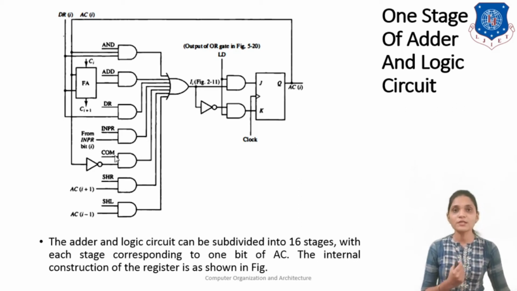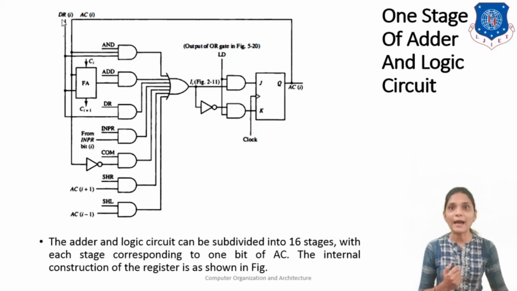If your accumulator is of 16 bits, then you have to use 16 stages of this kind. Here we have used the load control that we generated in the last circuit. If your load control is 1, then and only then these conditions are checked, and according to the condition the result is generated and stored into the accumulator register.